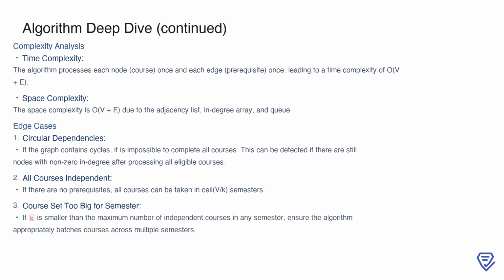On the other hand, if there are no prerequisites, all courses are independent, and the minimum number of semesters will be the ceiling of V divided by K. Another scenario occurs when the number of courses eligible for a semester exceeds K. In this case, the algorithm ensures that courses are appropriately distributed across multiple semesters while adhering to the batch constraint.